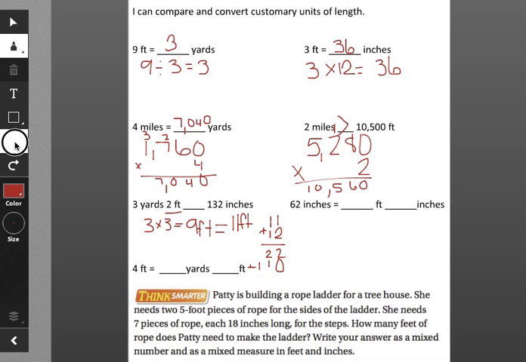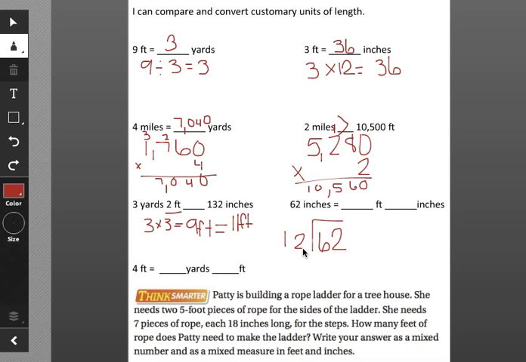I'm going to erase some of this so I can have a little bit of space to complete my next problem. So I have 62 inches, and it wants to know how many feet and inches are 62 inches. Now the reason that you see this is because 62 is not going to go evenly into feet. There's going to be some leftover inches. So if I were to look at my reference sheet, I know that 12 inches equals 1 foot. So I need to take my 62 inches and divide it by 12 so that I can find out how many feet.